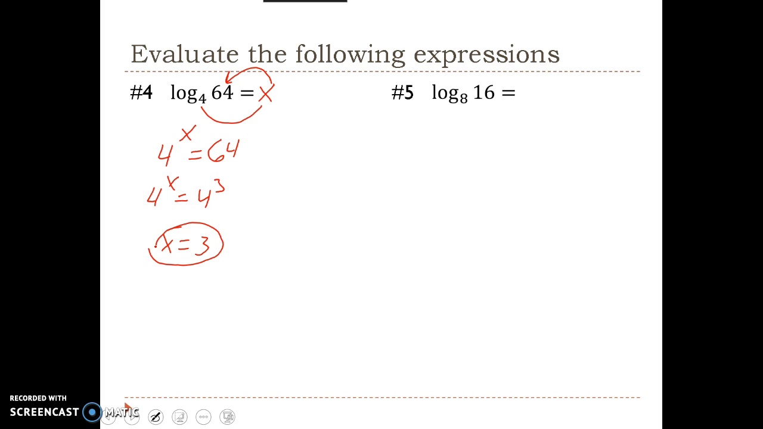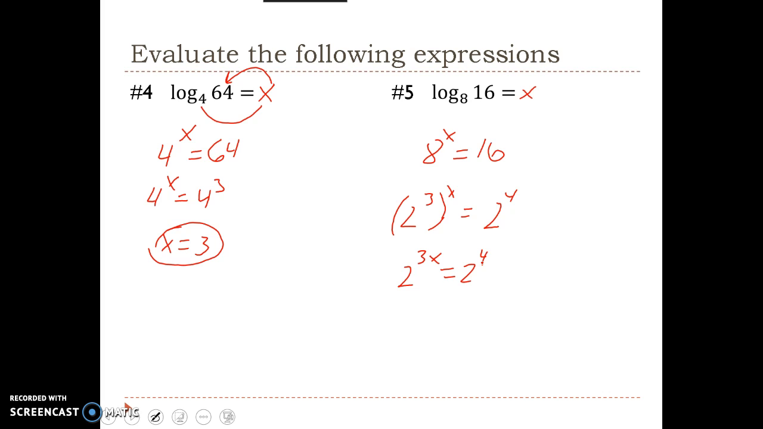Let's take a look at another one. Here we have the log base 8 of 16. We can say that this is the same thing as 8 to the x power equals 16. Well, we know that 8 is the same thing as 2 to the 3rd. So this is 2 to the 3rd to the x. And 16 is the same thing as 2 to the 4th. Well, 2 to the 3rd to the x is the same thing as 2 to the 3x. And 2 to the 4th is going to remain 2 to the 4th.